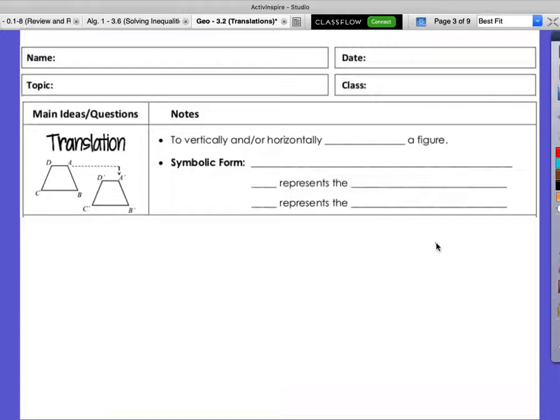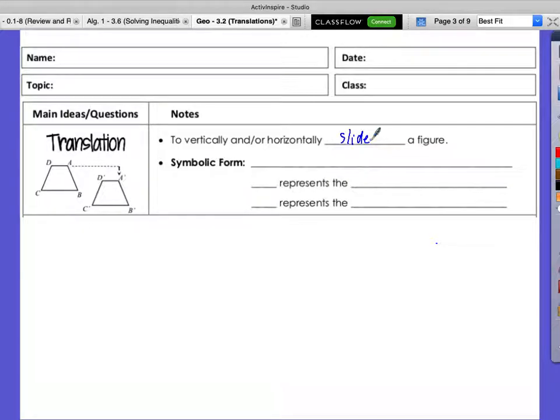Yes, I hate translation. A translation, okay? It's to vertically and or horizontally slide a figure. So you take a figure and you move it either vertically or horizontally, okay? Show me with your hands which way is vertically. Awesome. Okay, show me with your hands which way is horizontally. Very good, okay? So sometimes we do one, the other, or sometimes both.